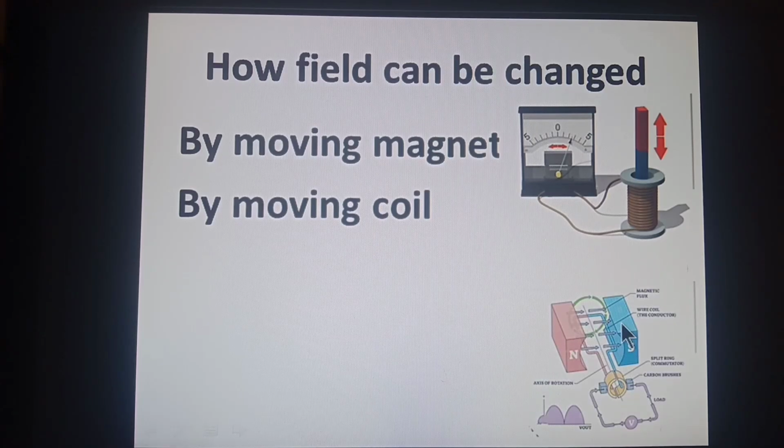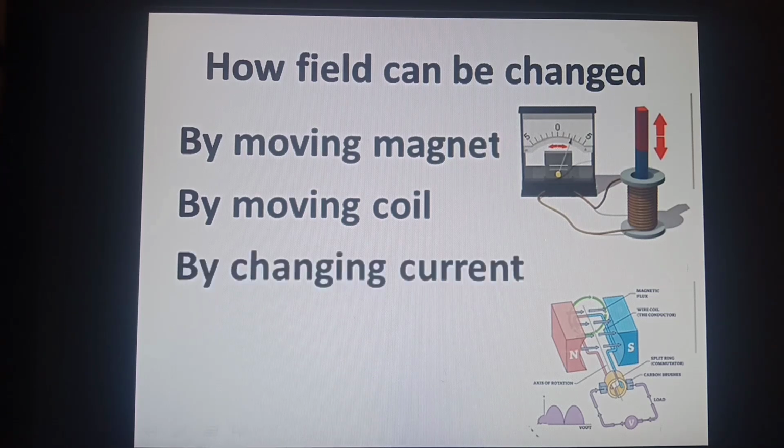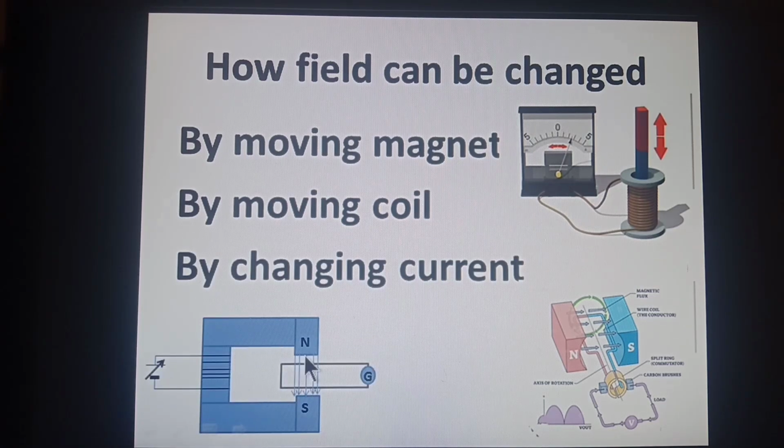Here is a magnetic field between these 2 poles of a magnet, and the magnet is at rest. And if we rotate a coil in this magnetic field, again the magnetic field through the coil changes, producing current in the coil. So the second way is keeping the magnet at rest, and by moving the coil we can change the magnetic field. And the third way is by changing the current, keeping the magnet and coil at rest.